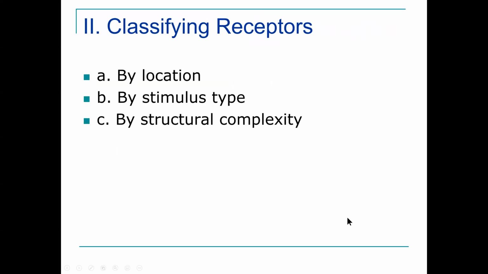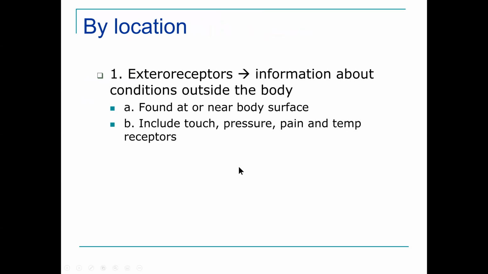You can classify them. You remember anatomy and physiology people, they classify things by location, by stimulus type, by structural complexity. Exterior receptors give information about conditions outside the body. So we have interior receptors and exterior receptors, because we have sensation.